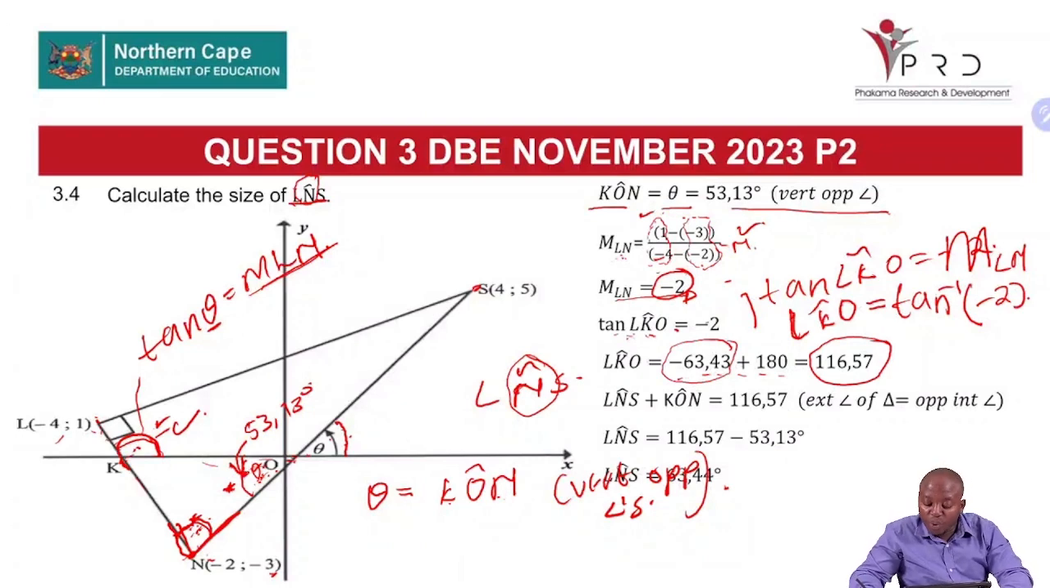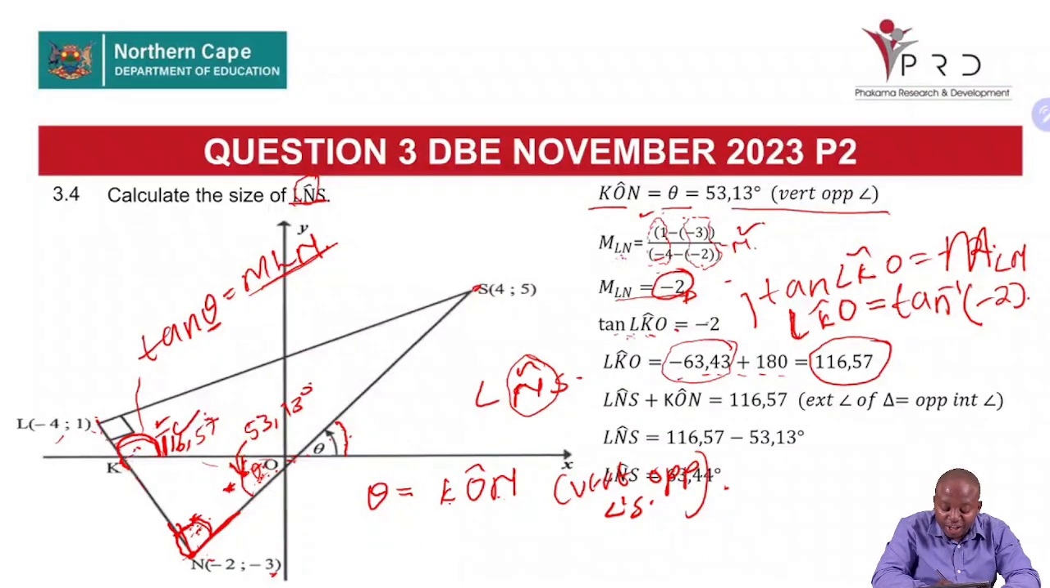Now, when you proceed, remember we found this angle. We found that this is 116,57. Now we can see this is the exterior angle of a triangle. Remember the exterior angle of a triangle? That's how it looks.